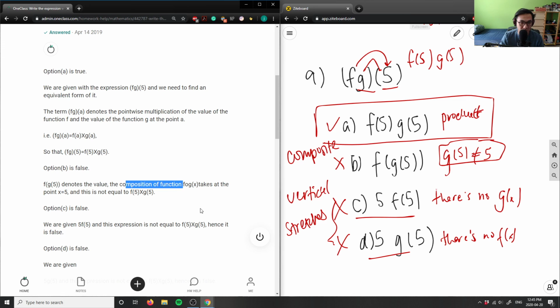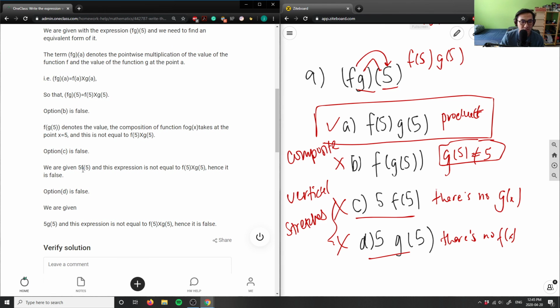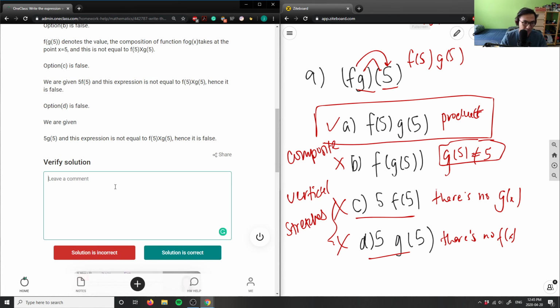This is a composite function, right? That's what I wrote here. The composition of functions, this is f at g of x. C is false because 5 times the f at 5 is not f at 5 times g at 5, and D is also false because, again, it's the same thing, except they wrote the g here. So in this case, a great solution and analysis for this problem. The solution here is correct.